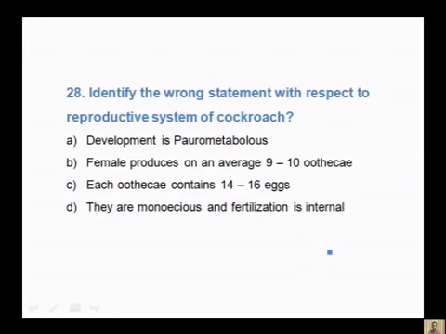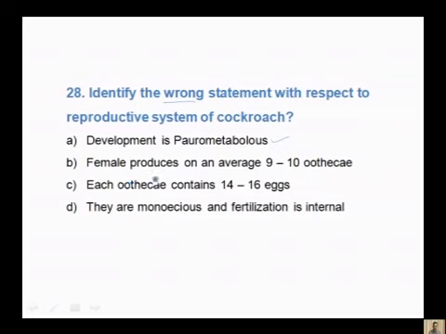Identify the wrong statement with respect to the reproductive system of cockroach. This question is about the reproductive system of cockroach. Look at the first point. Development is paurometabolous. Paurometabolous means it consists of different nymphal stages, morphologically distinct stages present in the development of cockroach from egg to adult. Development is paurometabolous. This point is correct. We need to identify the wrong statement, remember.